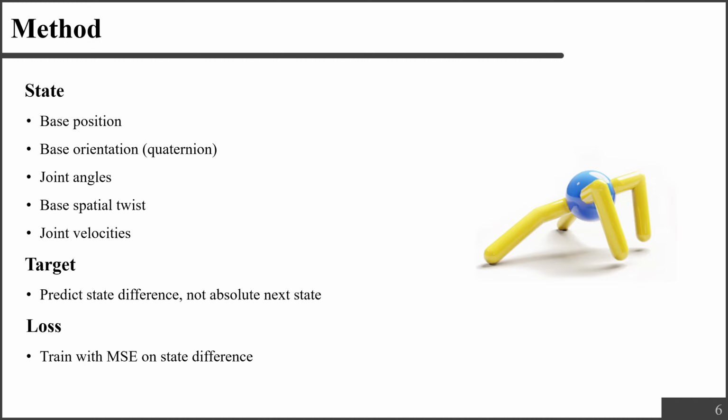Now, what does NERD predict? It predicts the change in state over one time step, not the absolute next state. Training minimizes mean squared error on those state changes. Importantly, contact is not a separate prediction target here. Instead, contact enters through the input representation, which we'll look at next.